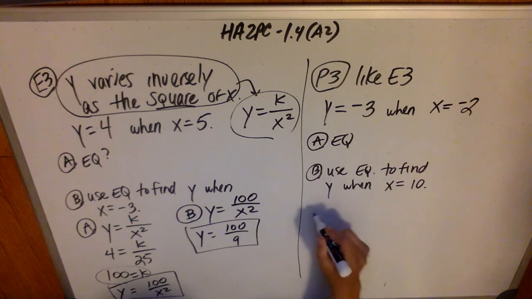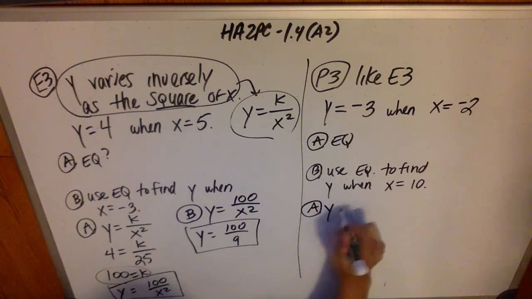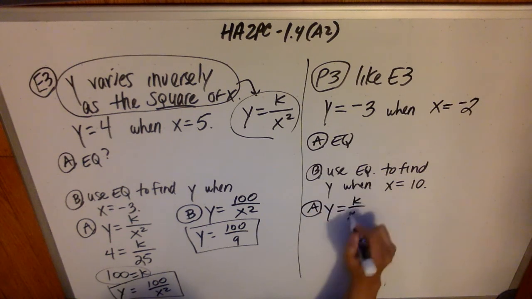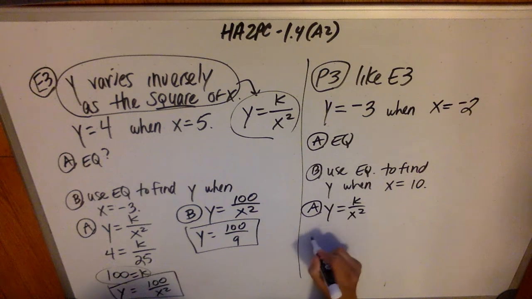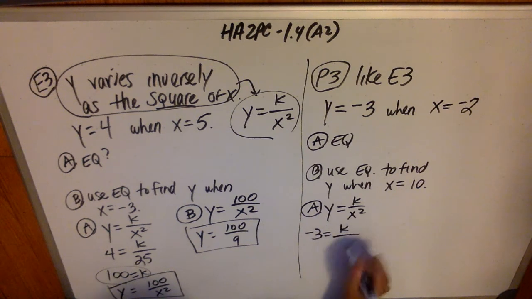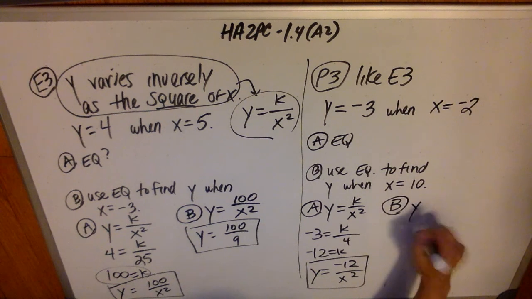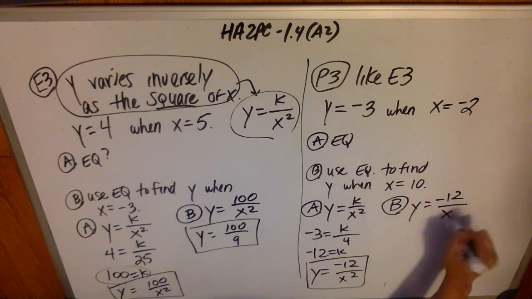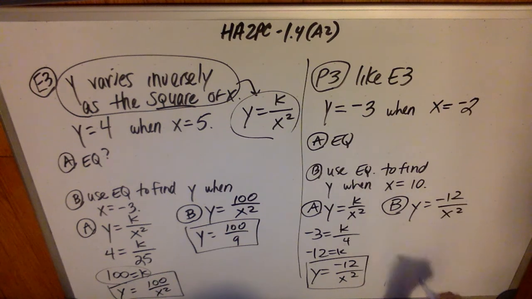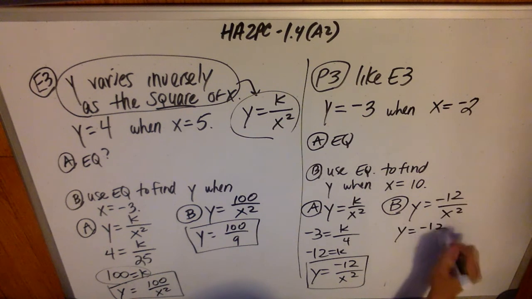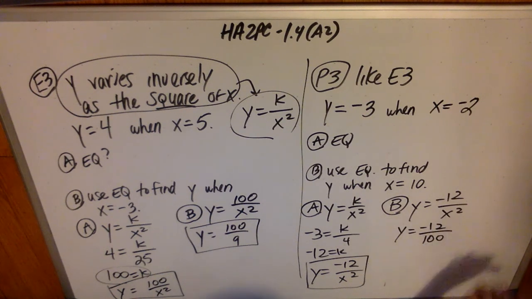I'm going to go ahead and do P3. In A, it's exactly the same equation. It's y equals k over x squared, just a different k. So negative 3 equals k over a positive 4, because that's what happens when you square a negative 2. So I get negative 12 is my k, meaning my equation is y equals negative 12 over x squared. When I use that equation, I'm going to plug in that x is 10, so I'm going to get negative 12 over 100. You could leave it like that.